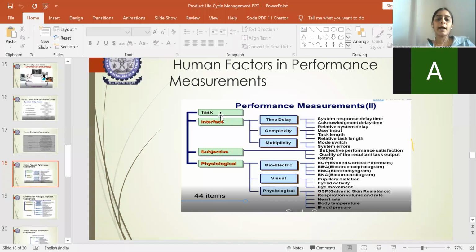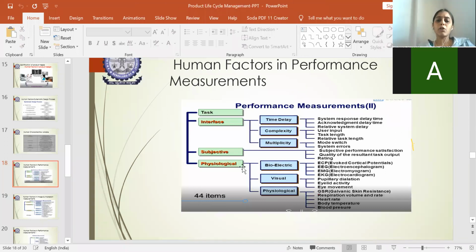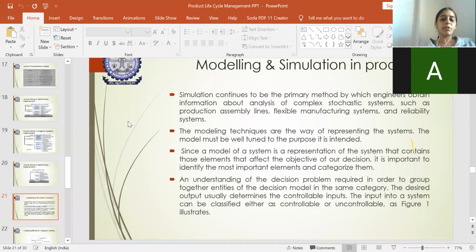It could be a task assigned where the performance depends on the time delay, or how complex the design is, or what psychological evaluations are being done. So all these are listed here. These will all be evaluated based on human performance. These are just the examples I have given, related to different tasks. Okay, so this was related to the human intervention in a product design and also in a product.